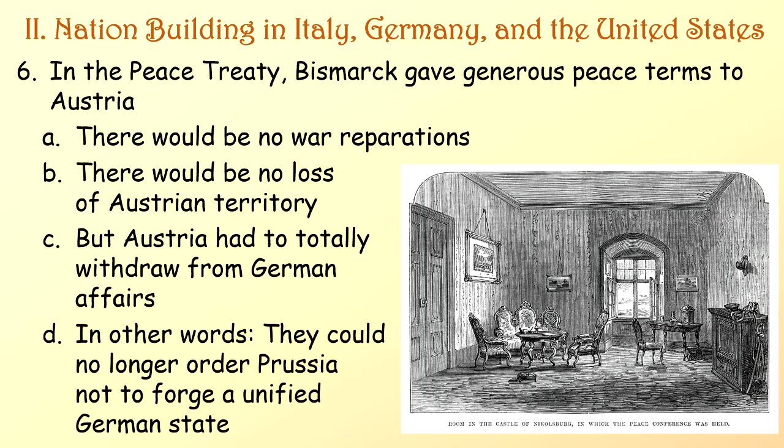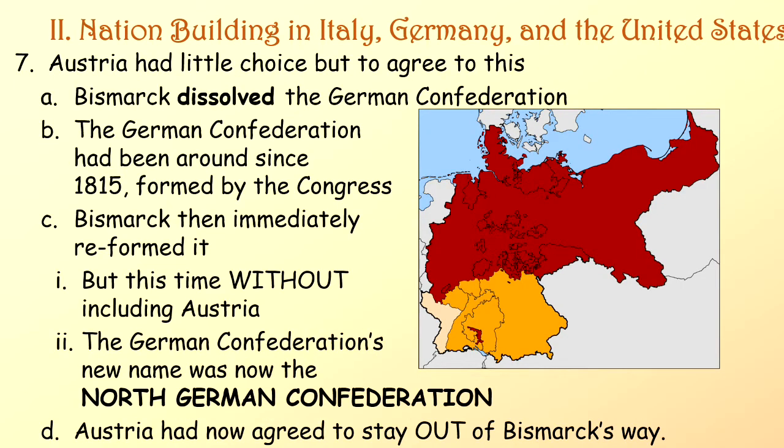In the peace treaty, Bismarck gave generous peace terms to Austria. There would be no war reparations. There would be no loss of Austrian territory. But Austria had to totally withdraw from German affairs. In other words, they could no longer order Prussia not to forge a united German state. Austria had little choice but to agree to this.